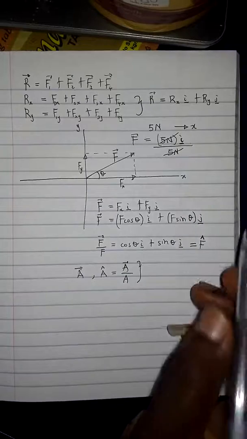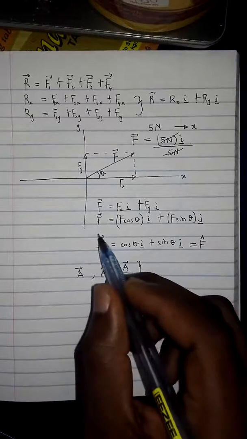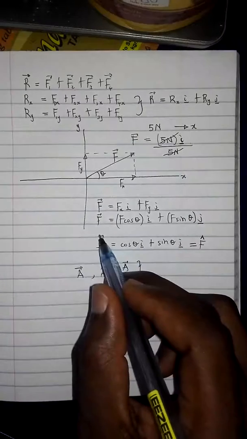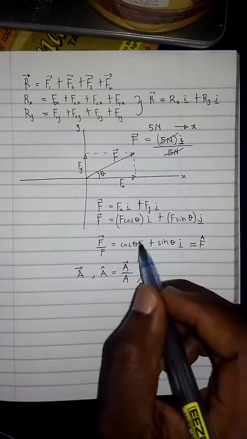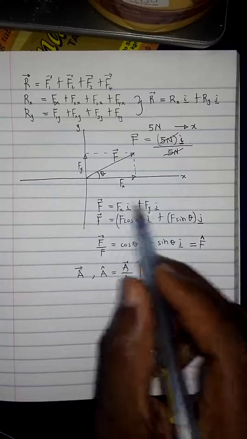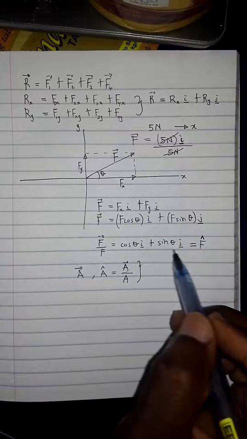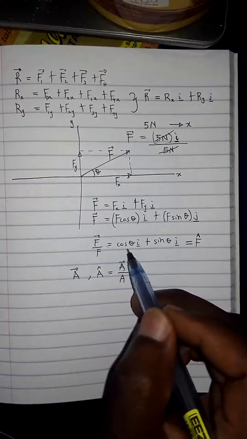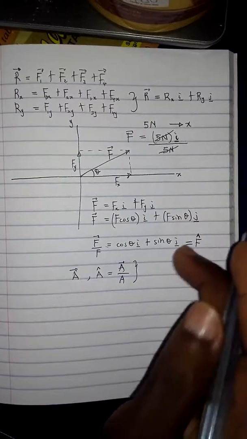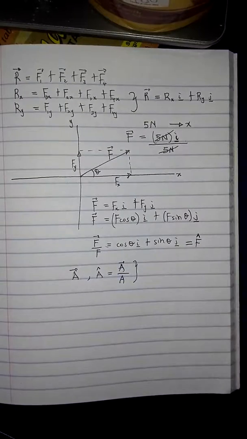If you observe carefully, that is exactly what we have here. We have the force F divided by its magnitude giving us this. You can see everything we have done to arrive at this point. So this tells you that the unit vector in the direction of the force F is given by cos theta i plus sin theta j. Alright, so that is that about that.